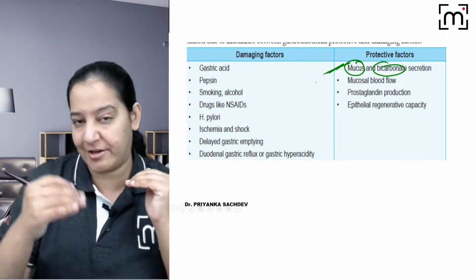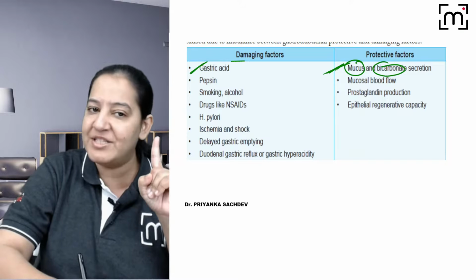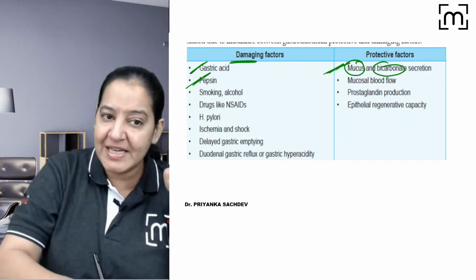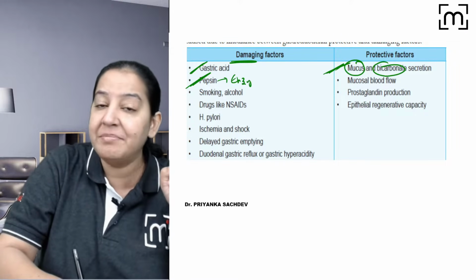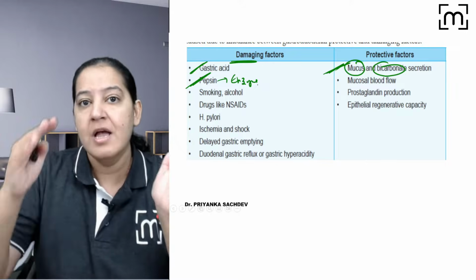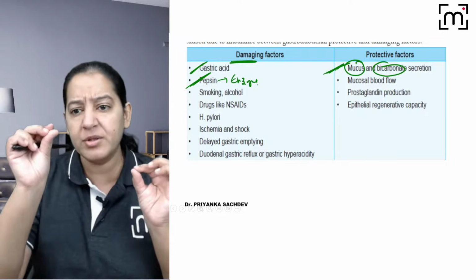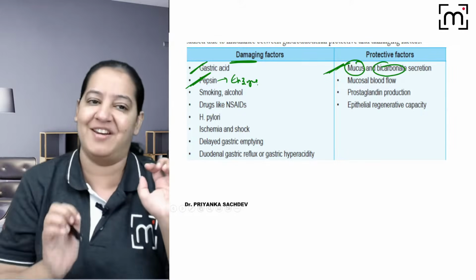So of course it is a protective factor. The acid present in the stomach is a damaging factor. It can damage the wall of the stomach and the wall of the duodenum. The pepsin, what is pepsin? Pepsin is an enzyme that can degrade protein. Of course, the wall of the stomach is made up of protein. So you should ask me, why doesn't this pepsin degrade our own wall protein? Because there is a barrier in between, right?